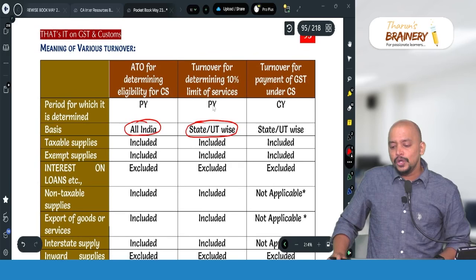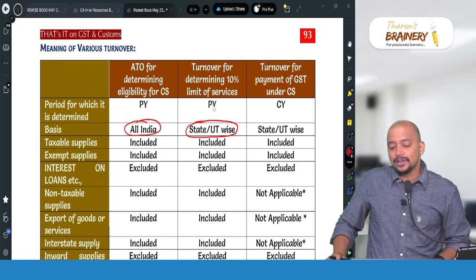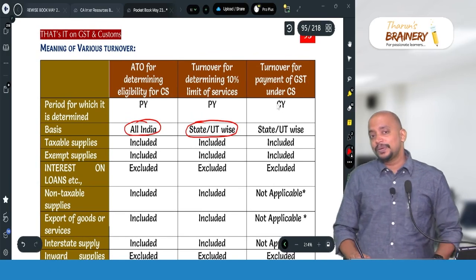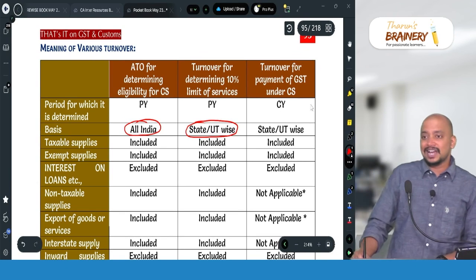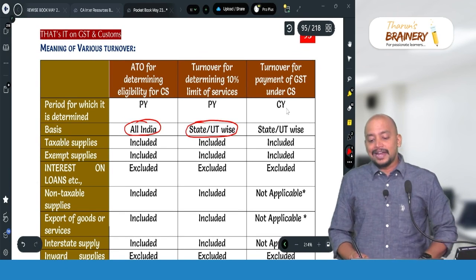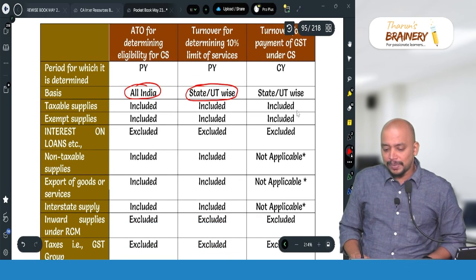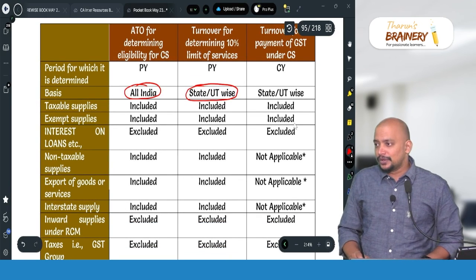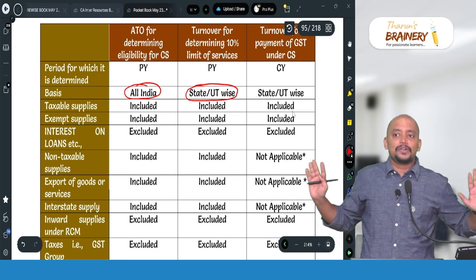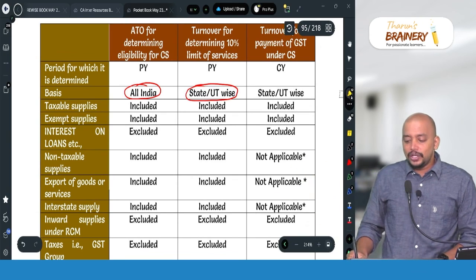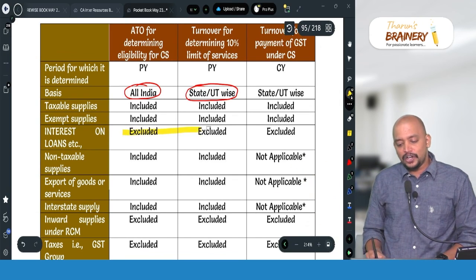Then turnover for payment of GST under composition scheme. So this should be computed for the previous year or current year? Current year. And state wise. So here taxable supplies, exempted supplies and interest will not be included. So therefore in all these 3 turnovers, what is common? Interest on loans, advances, deposits will not be included.